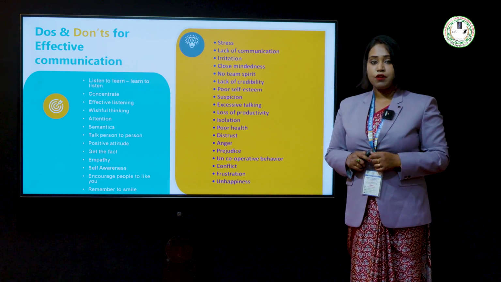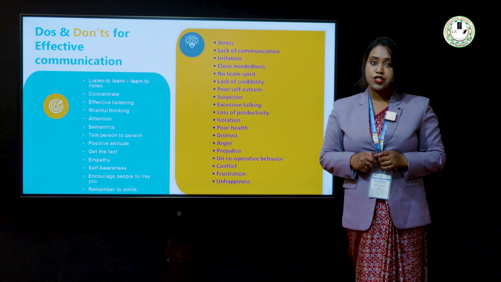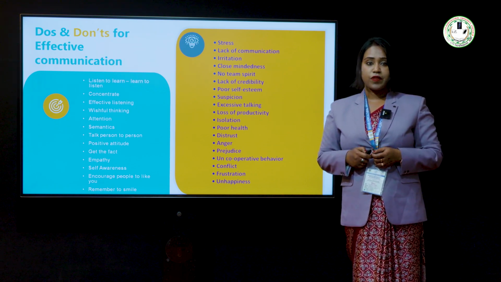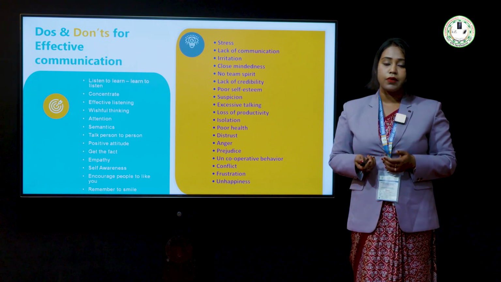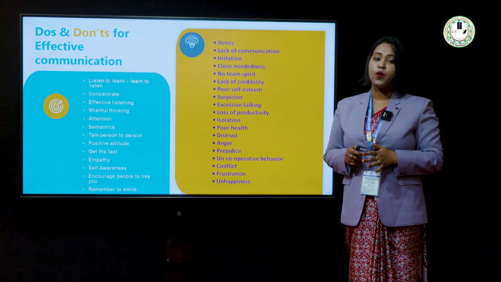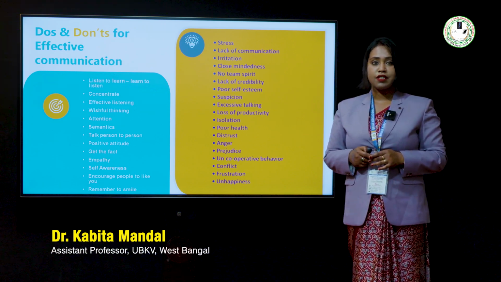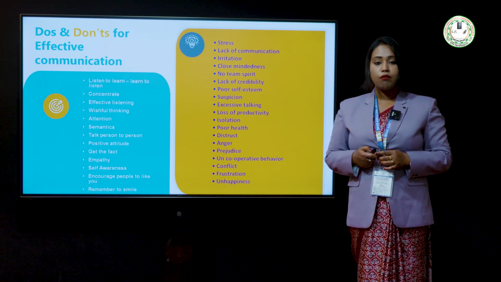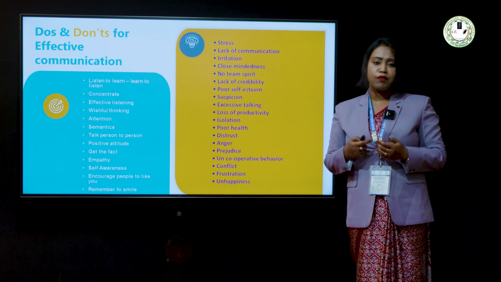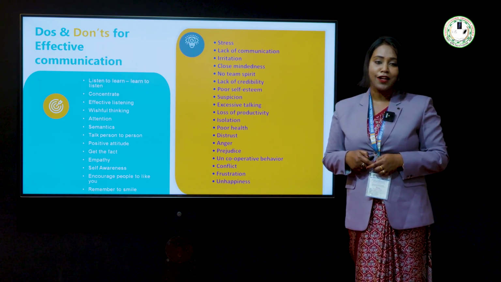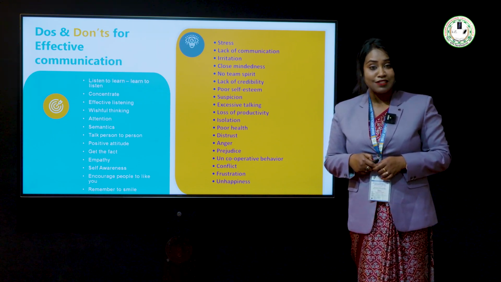What are the don'ts of effective communication? Stress, lack of communication skill, irritation, close-mindedness. You are communicating with another person, but you are still in a very closed, rigid way. So that again should be avoided. Then no team spirit, working on individual efforts. So that will not give you 100% effectiveness. Then lack of credibility, that means trustworthiness.